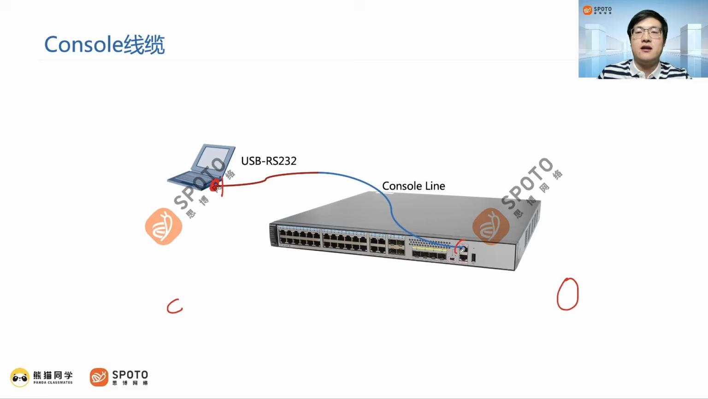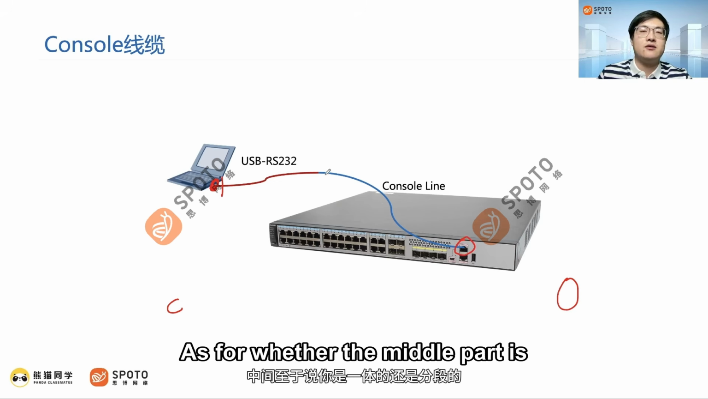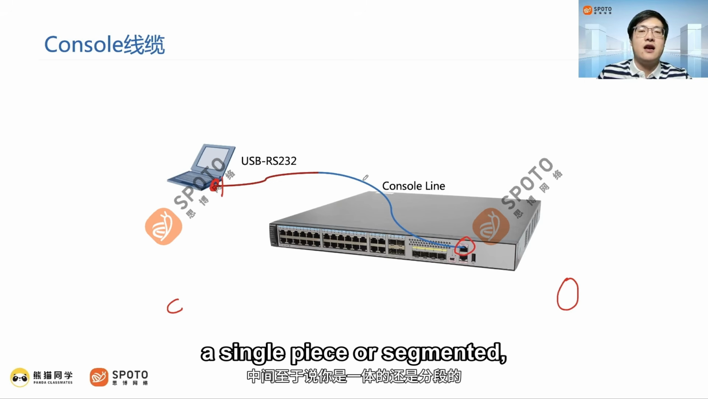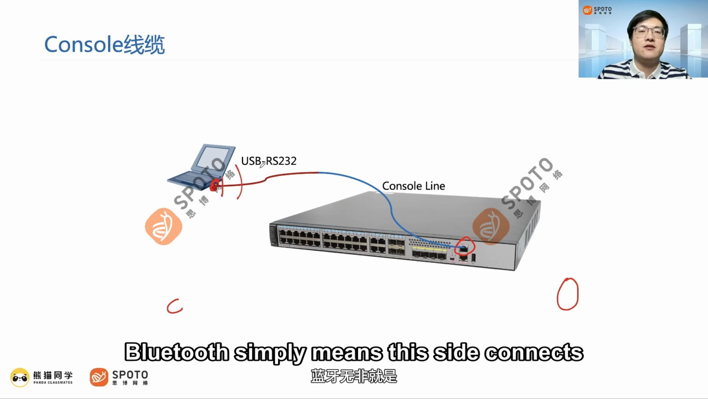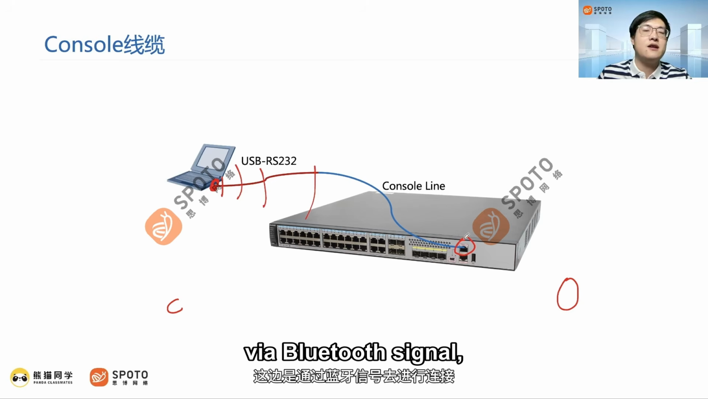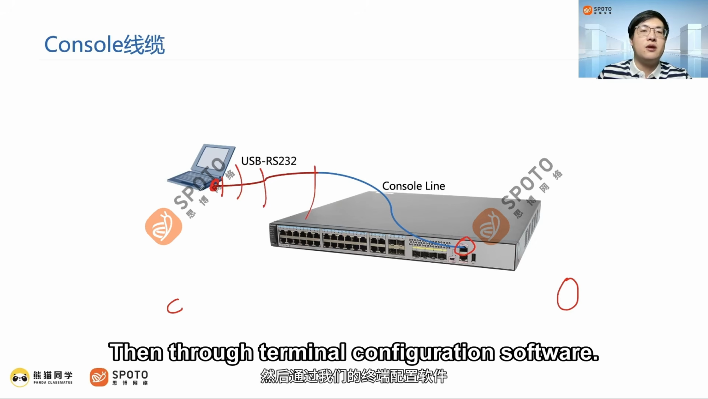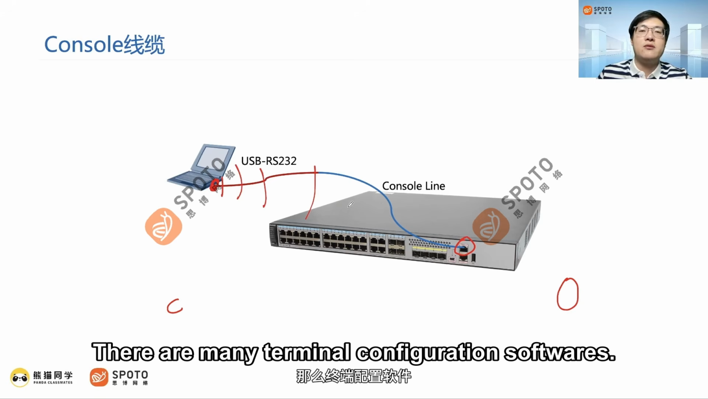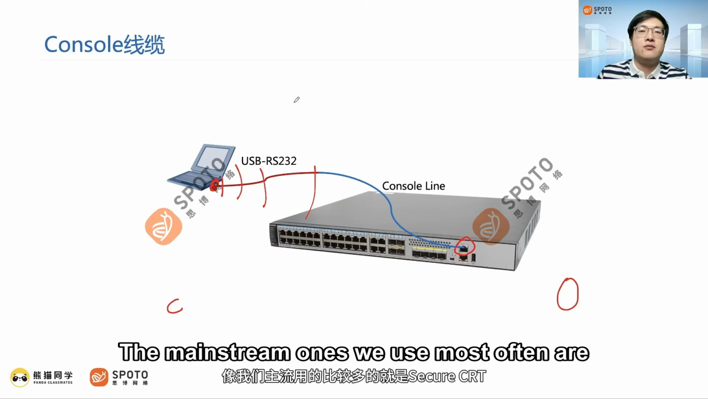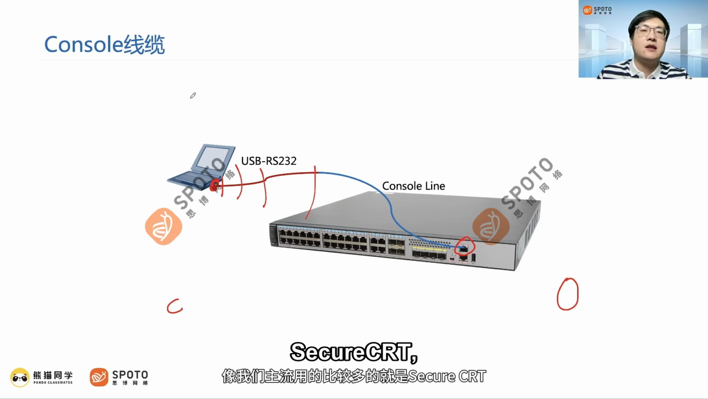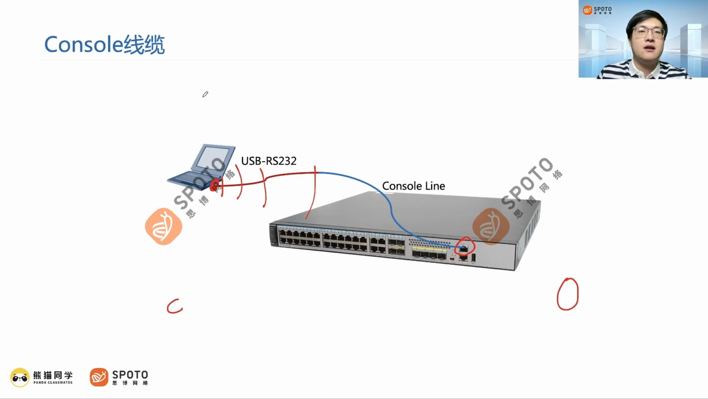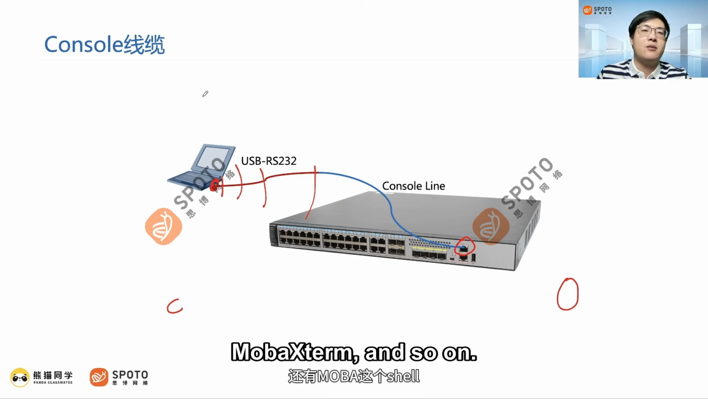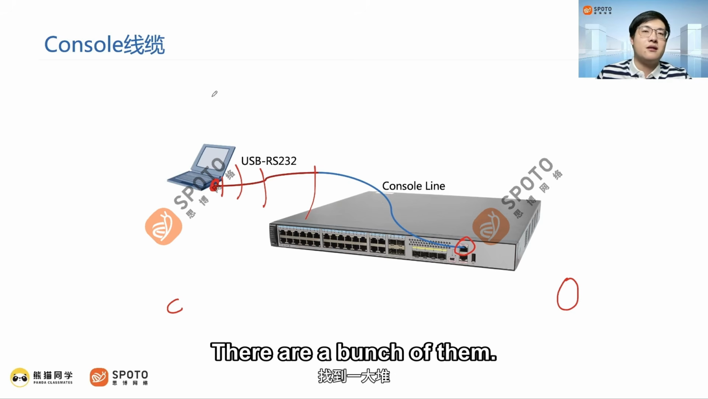Then the other end plugs into the console port. As for whether the middle part is a single piece or segmented, it doesn't matter, or even a Bluetooth one. Bluetooth simply means this side connects via Bluetooth. Then through terminal configuration software. There are many terminals. The mainstream ones we use most often are SecureCRT, also PuTTY, and also Xshell, and also MobaXterm, and so on. There are a bunch of them.